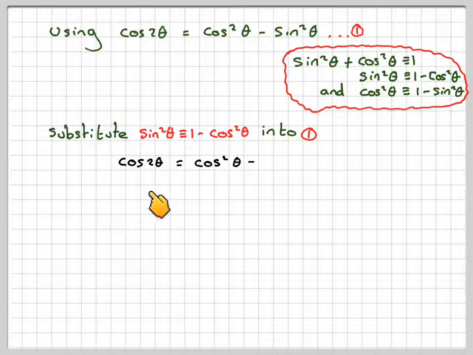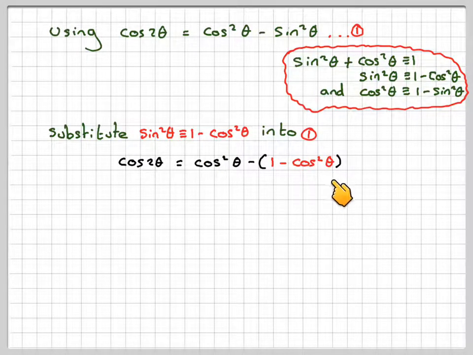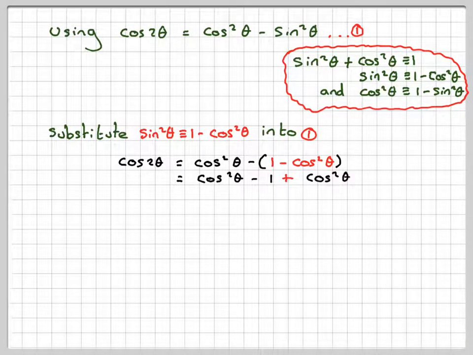So we've got cos 2 theta is cos squared theta minus. Now because we've got minus, we need to put this in brackets: 1 minus cos squared theta. So it gives me cos squared theta minus 1, minus a minus gives me a plus cos squared theta. Cos squared theta plus cos squared theta gives me two lots of cos squared theta minus 1.